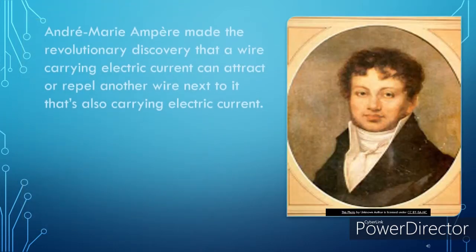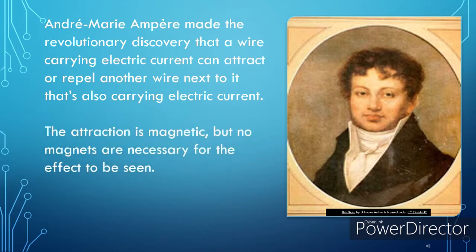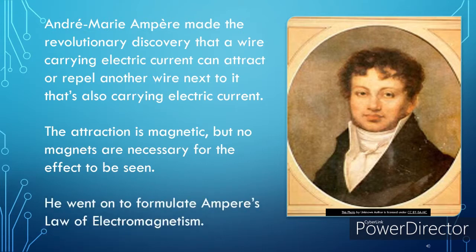He made the revolutionary discovery that a wire carrying electric current can attract or repel another wire next to it that is also carrying electric current. The attraction is magnetic, but no magnets are necessary for the effect to be seen. He went on to formulate Ampère's law of electromagnetism and produced the best definition of electric current during his time.